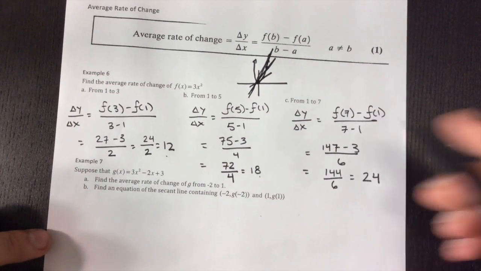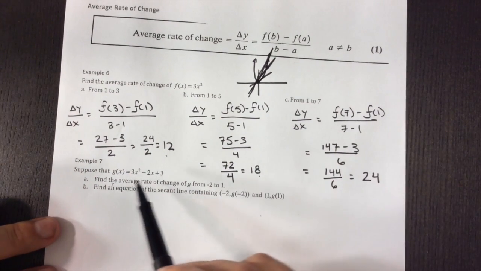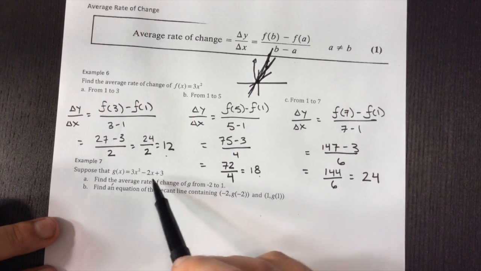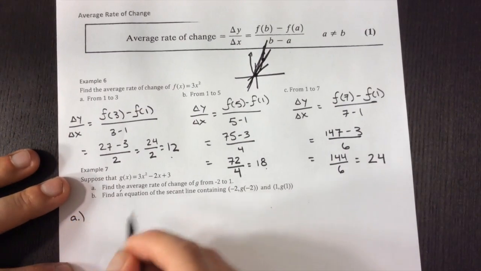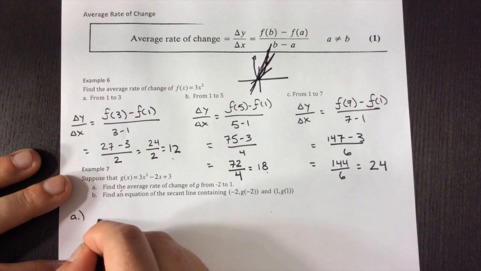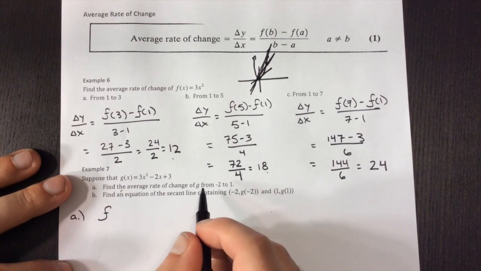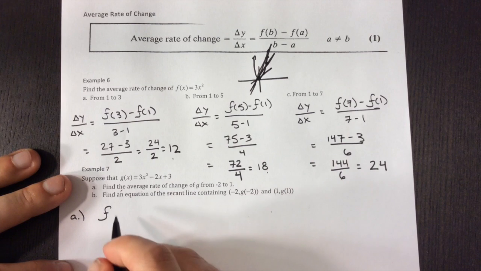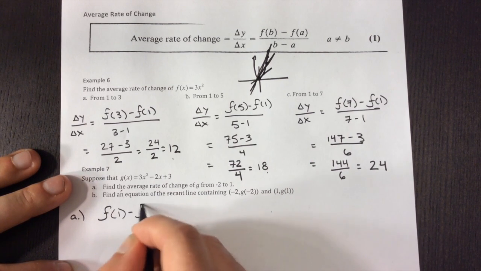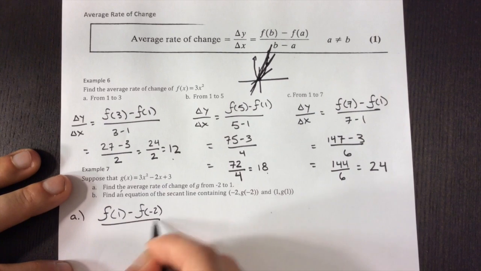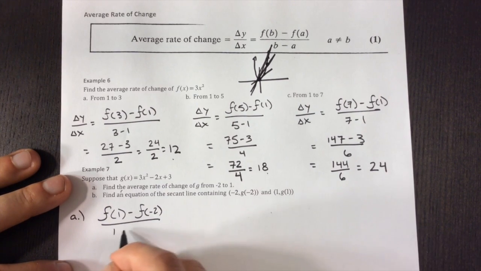So the last thing, example 7. Find the average rate of change of g from negative 2 to 1. So let's first do A. Find the average rate of change. So that is f of b minus f of a. So it could be f of, let's do the far one, f of 1 minus f of negative 2 all over 1 minus negative 2.